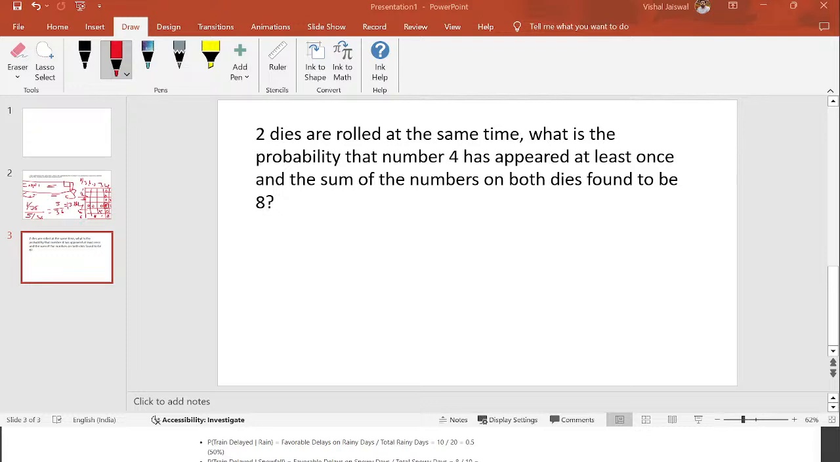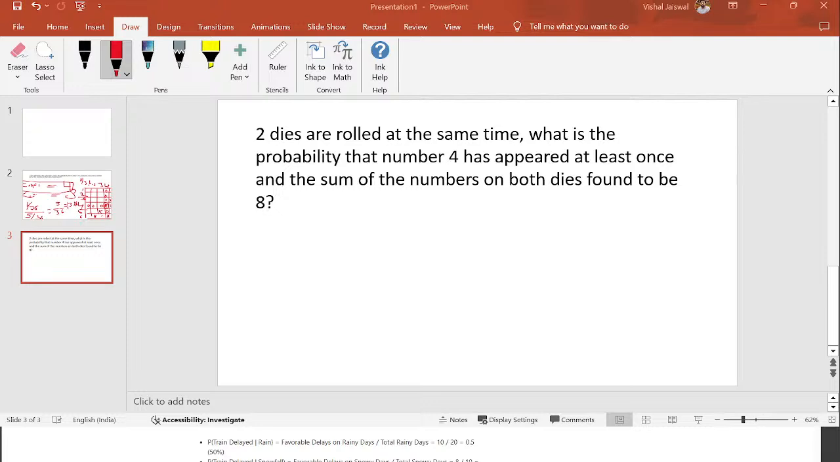I want to say that when two dice are rolled, the numbers which come up on both dice should total 8, and the condition is that there has to be at least one 4. At least one dice has to show a 4 and the total of both dice has to be 8. What is the probability of that?